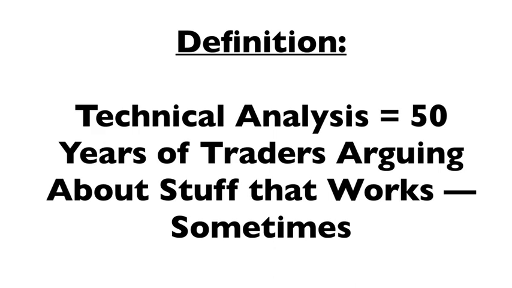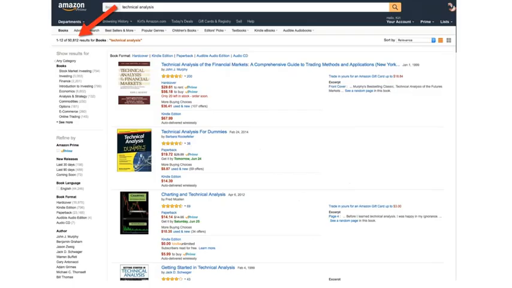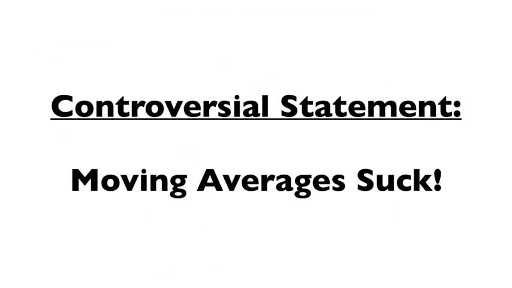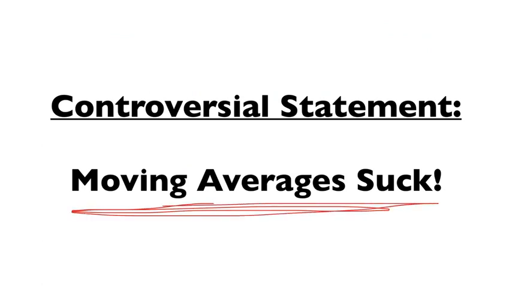By definition, technical analysis is 50 years of traders arguing about stuff that works sometimes. If you go to Amazon and type in technical analysis, you're going to come back with over 50,000 results. So I'm going to give you a controversial statement. The granddaddy of all technical analysis is the moving average, right? You can't go 10 minutes watching CNBC or one of those financial talk shows without somebody talking about a 200-day exponential moving average, or some type of golden cross, where different periods of moving averages cross other periods of moving averages. But in my opinion, controversial statement, moving averages suck.